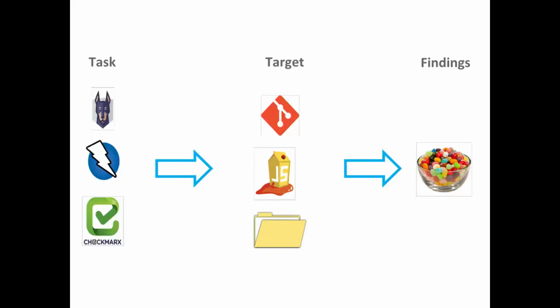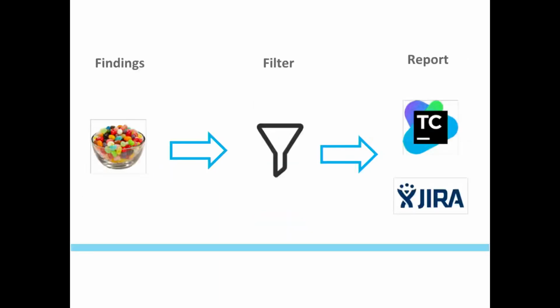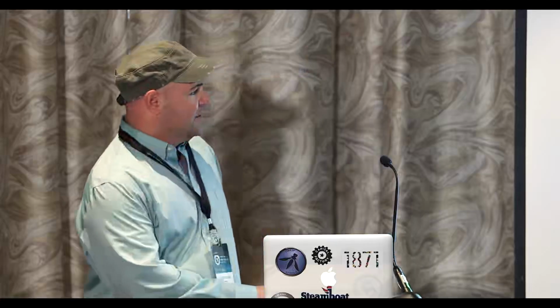The idea here is we're taking a task, like one of these things like Snyk or ZAP or Checkmarx and so forth. We want to run it, and then we want to figure out what we're going to run it against, and then we want to collect findings, which are like the candy. And then we want to take the findings and we want to filter them out, because most tools don't have false positives, so we don't have to worry about that. And then we want to report those somewhere like Jira or TeamCity. So the idea here is basically to get a pipeline together.